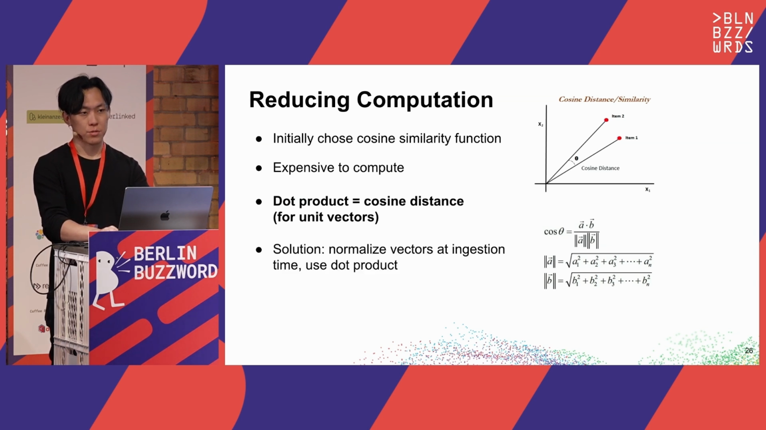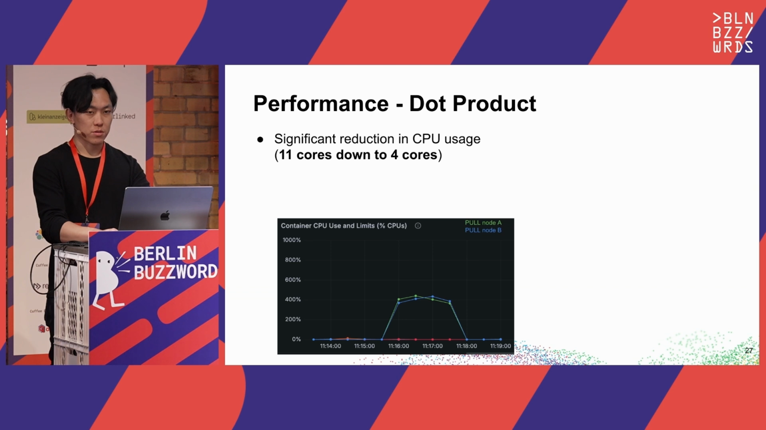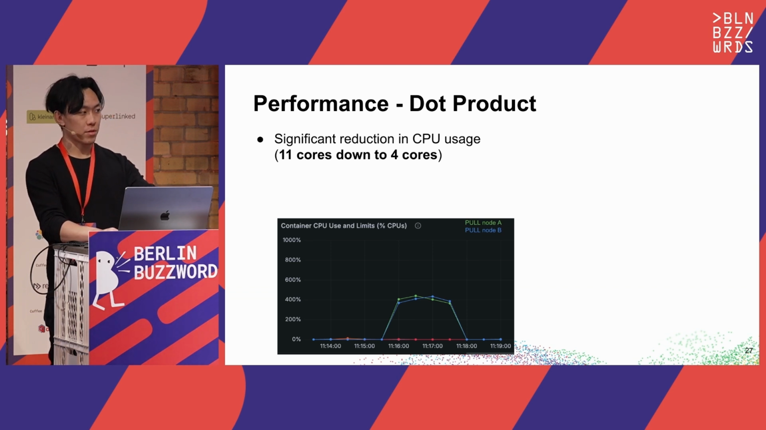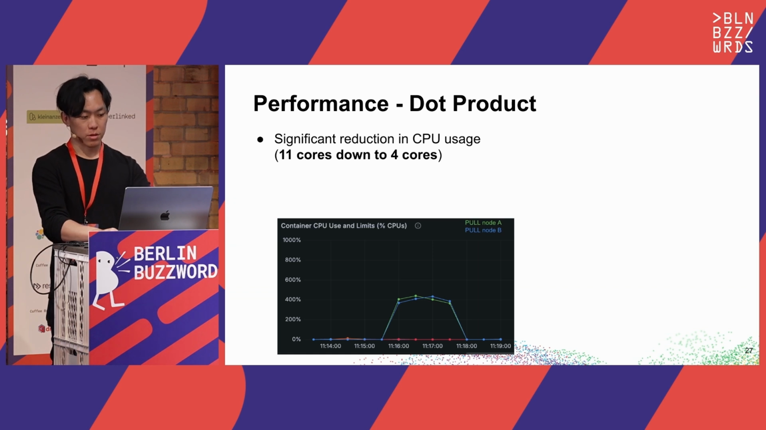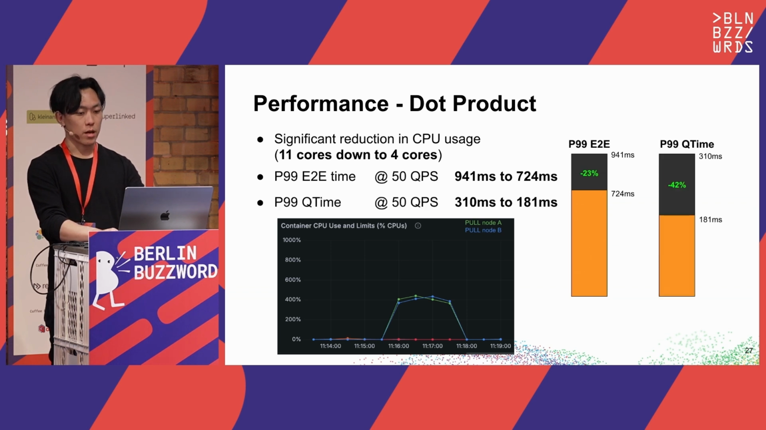So the solution here is to take our vectors, normalize them at ingestion time, and then use the dot product. Fairly simple. So what were the results of doing this? First off, we saw a significant reduction in CPU usage. Before we were hovering around that 10 core to 11 core range, and we saw it come down to an average of about 4 cores of CPU usage. And for the end-to-end time, we saw more reduction from our initial 900 milliseconds down to about 700 milliseconds. And we saw the queue time significantly drop down as well.